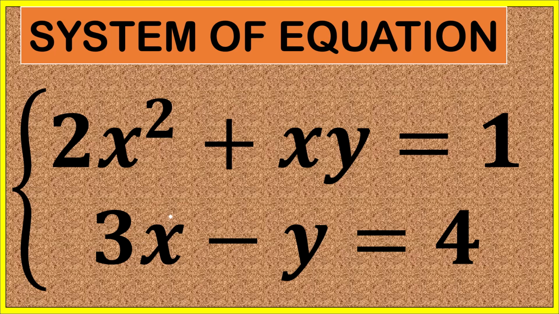All right, let's solve this system of equations together. So we are given 2x squared plus xy equals 1, and we have 3x minus y equals 4.